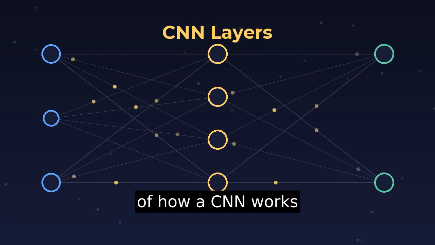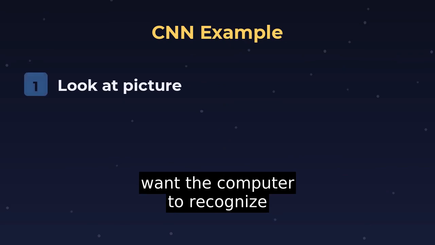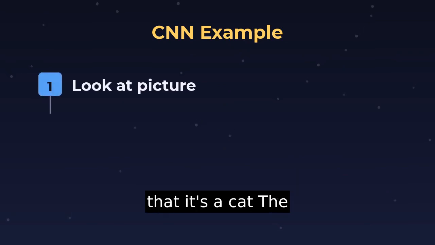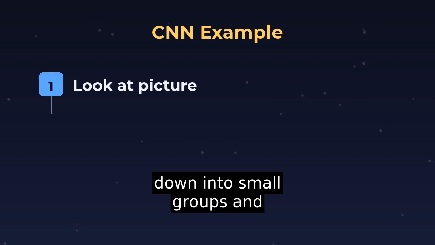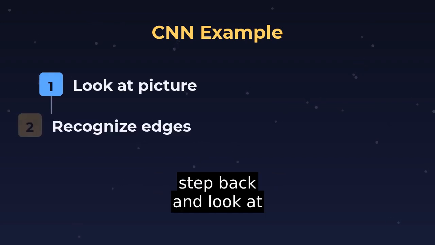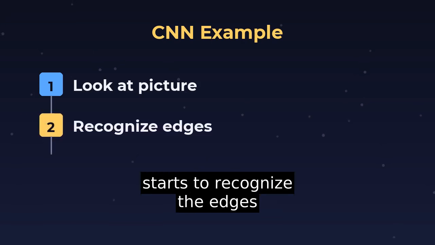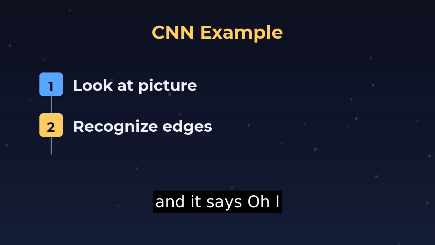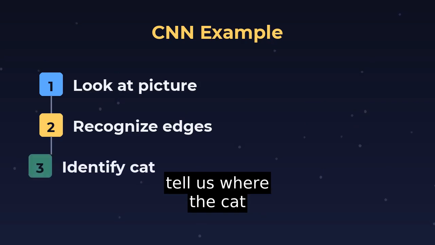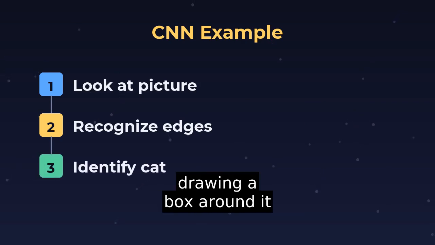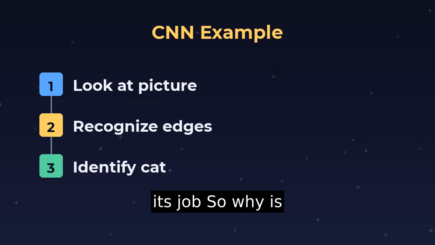Let's look at an example of how a CNN works. Imagine we have a picture of a cat, and we want the computer to recognize that it's a cat. The CNN looks at the picture, using convolution to break it down into small groups, and then pooling to take a step back and look at the whole picture. As it looks at the picture, it starts to recognize the edges, the shapes, and the textures, and it says, "Oh, I think I see a cat." And then it can even tell us where the cat is in the picture, by drawing a box around it. It's like magic, but it's really just the CNN doing its job.